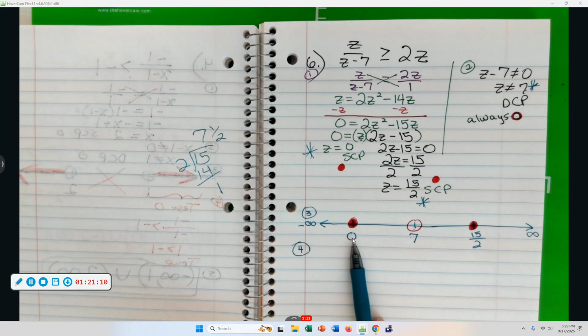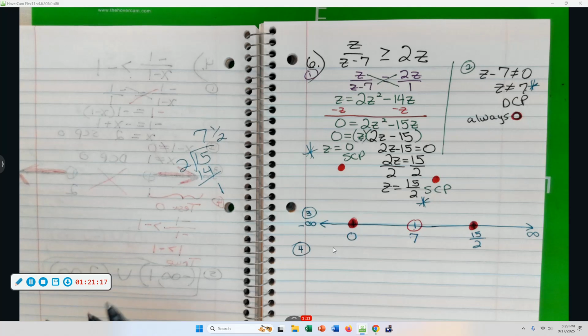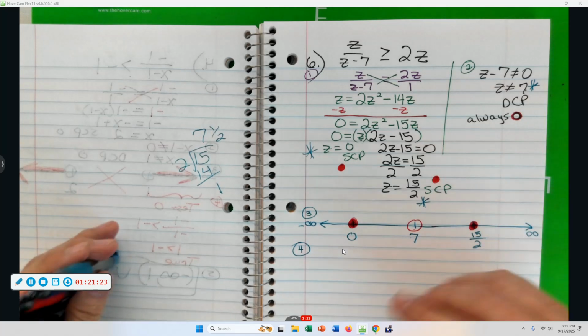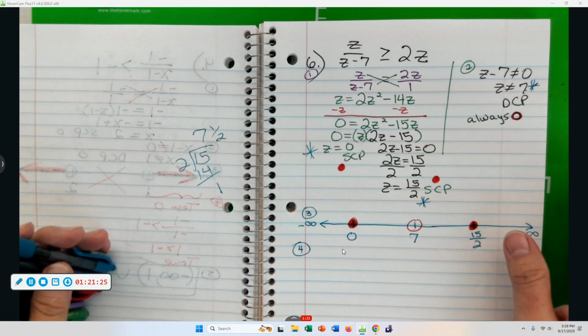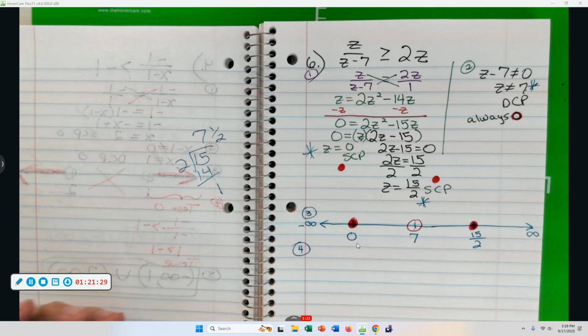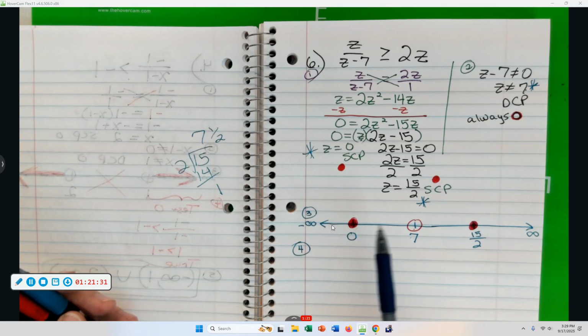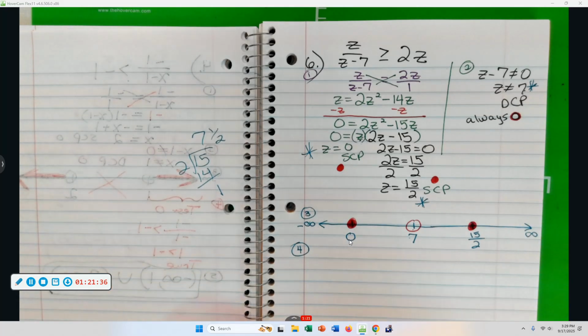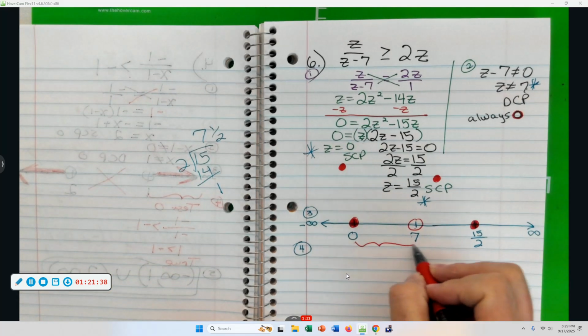No, because 0 is a cut point. So I can't test 0. What's another number that's real easy to plug in? Maybe something close to 0. 1. You could use -1, but I try to use as few negatives as possible because students mess up more with the negatives. Which interval contains 1? Interval 1, 2, 3, or 4? 2. So right here, this interval is the one we're testing.